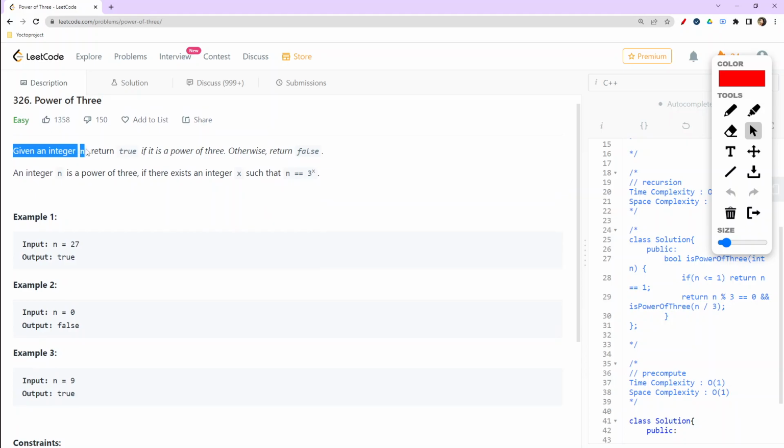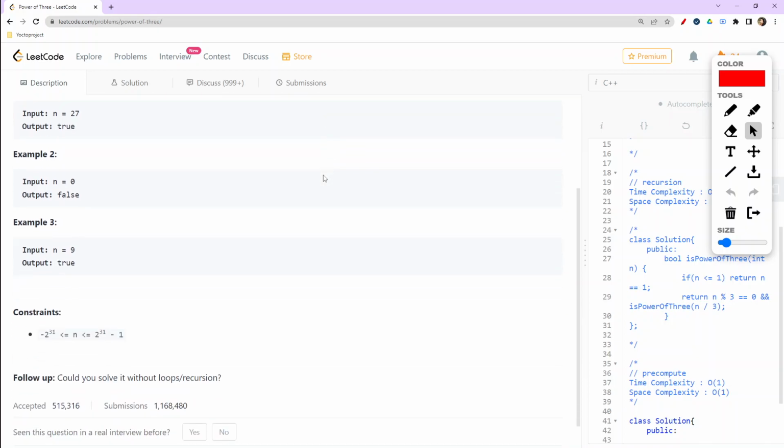So we are given an integer n, return true if it is a power of 3, otherwise return false. An integer n is a power of 3 if there exists an integer x such that n equals 3 raised to power x. So it is clearly written it is 3 raised to power x, not minus 3 raised to power x, right? Although you can check here the constraints are given as minus 2 raised to power 31 till 2 raised to power 31 minus 1.